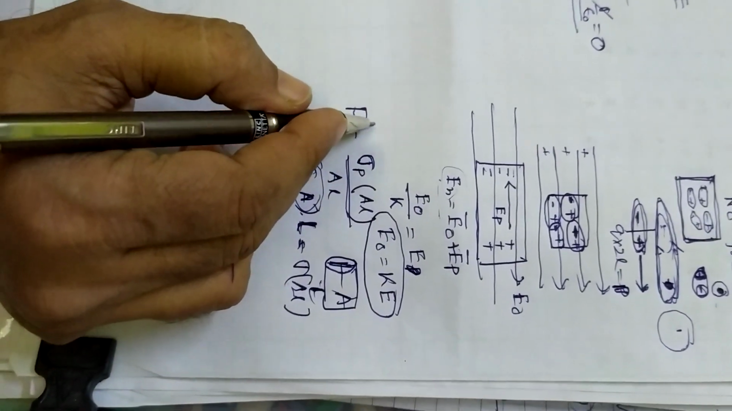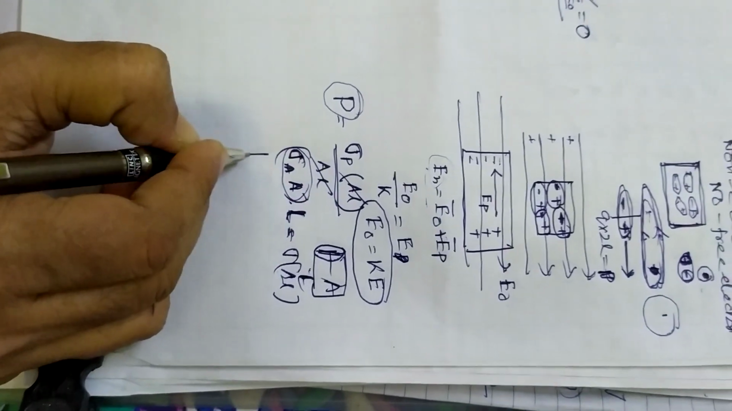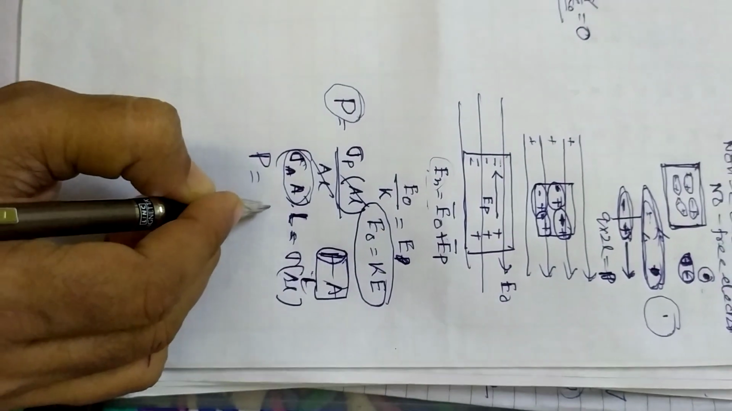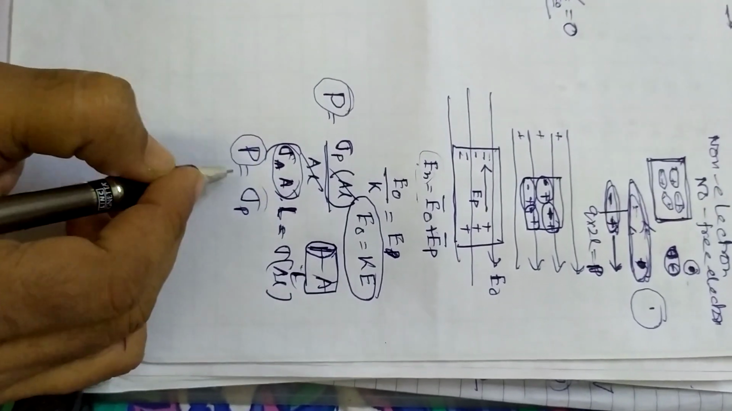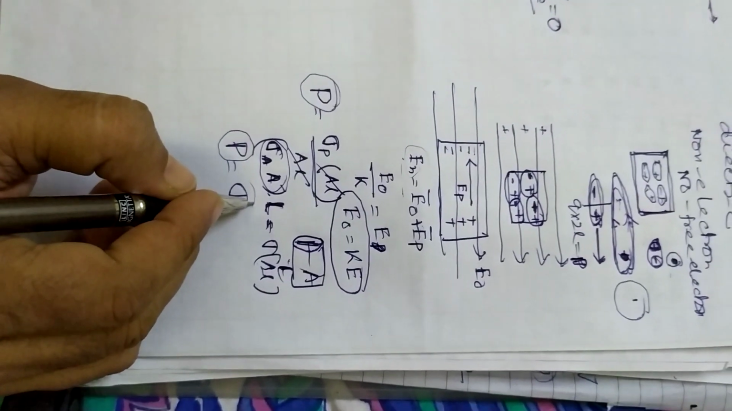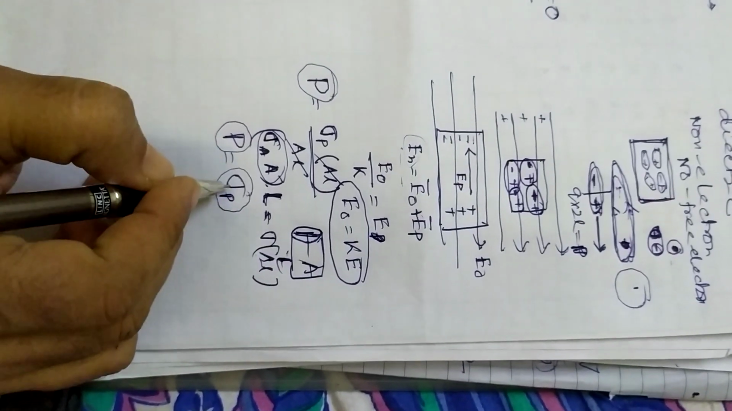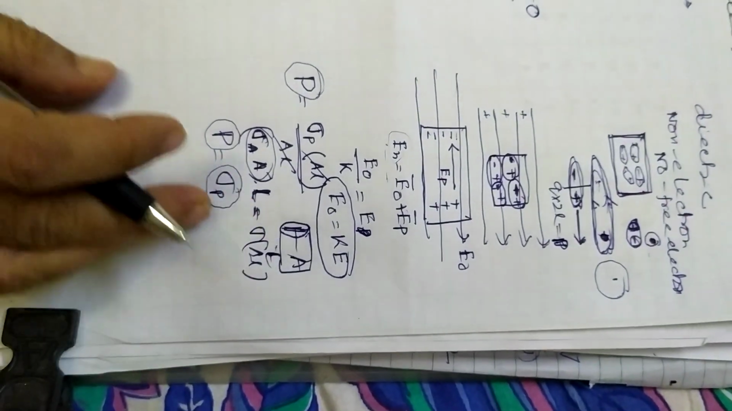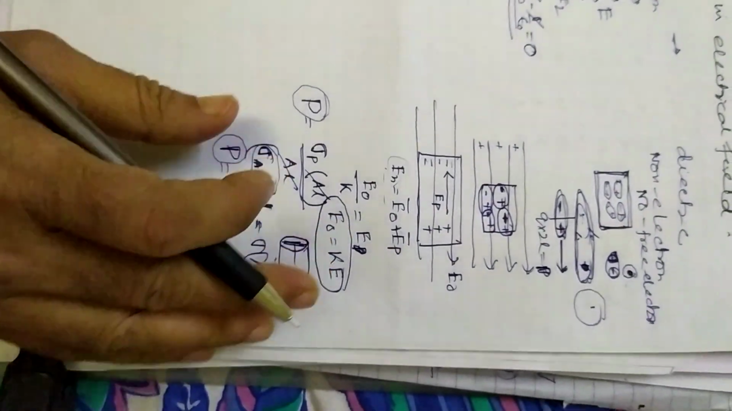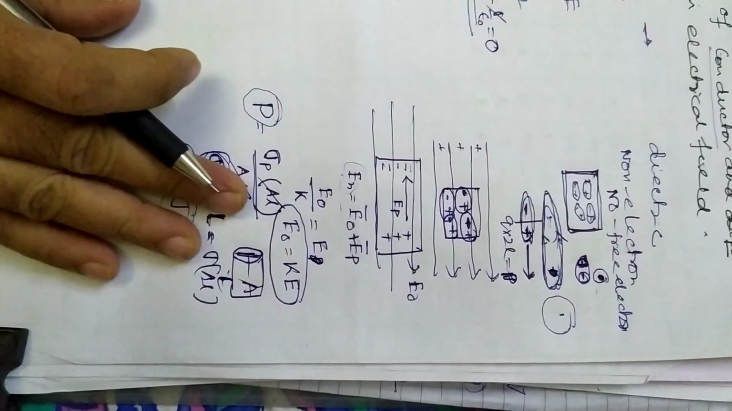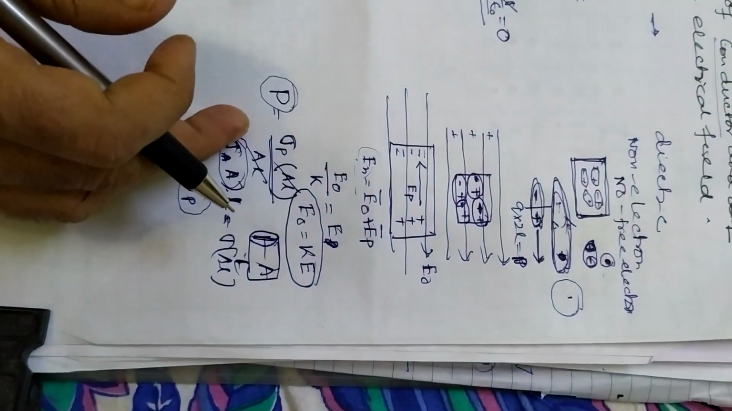So what we are getting is the polarization P equals this. AL and AL cancel each other. So P is equal to sigma P. Okay, so the polarization vector is equal to the surface charge density, the surface charge per unit area of this dipole. Clear? So in this way we get the magnitude of the induced charges of the dipole. In this way, we can find out the behavior of the dielectric and the behavior of the conductor in an electric field.